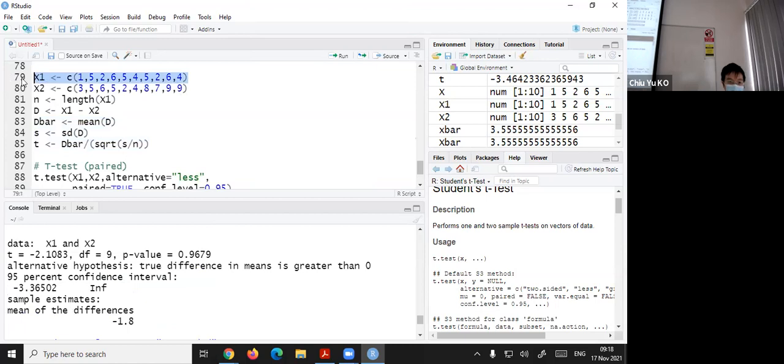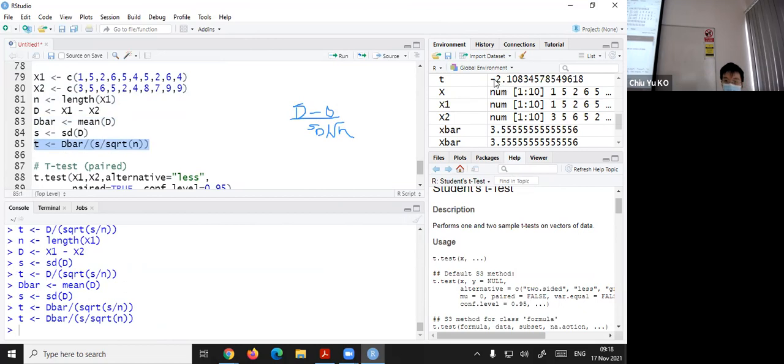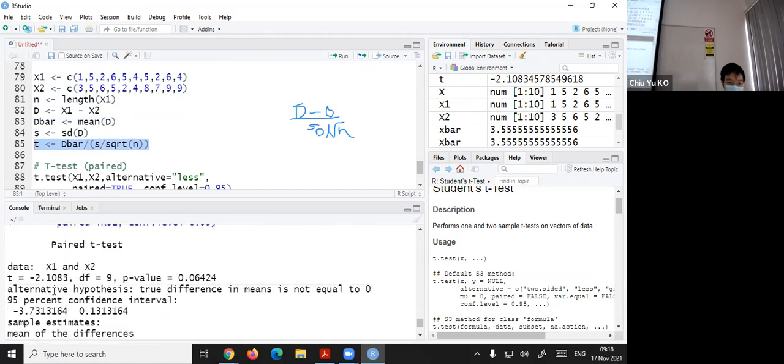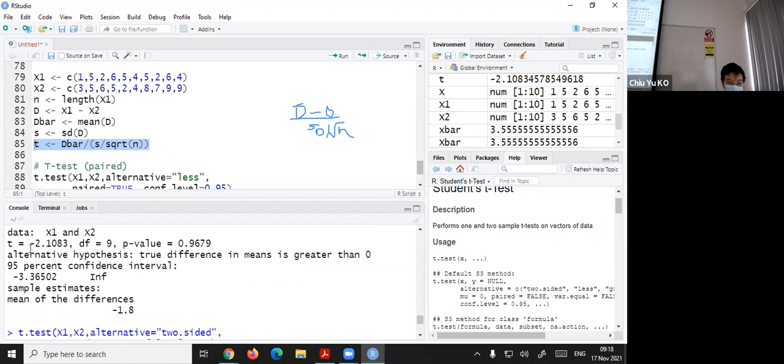So this is data x1, x2. This is the length. This is the difference between the two items. And this is the mean, right? Because remember the formula is d bar minus 0, and you have sd over root n. Oh, okay, so we have s over root n. So this is the t. And this negative 2.18 is the same as the data tells you. This is 2.18. Same.